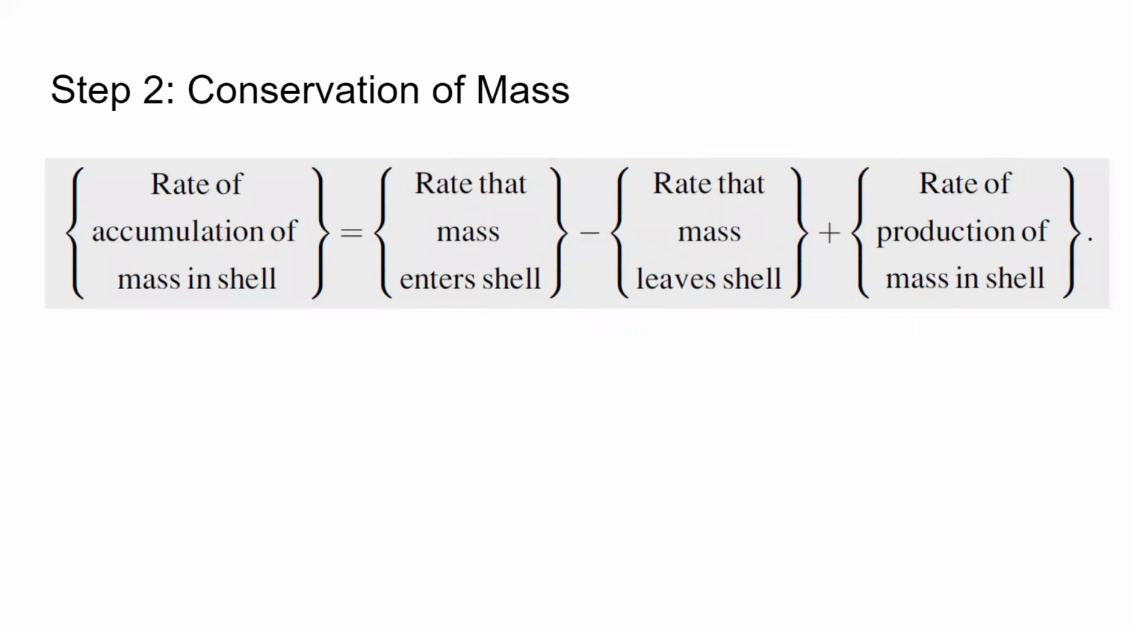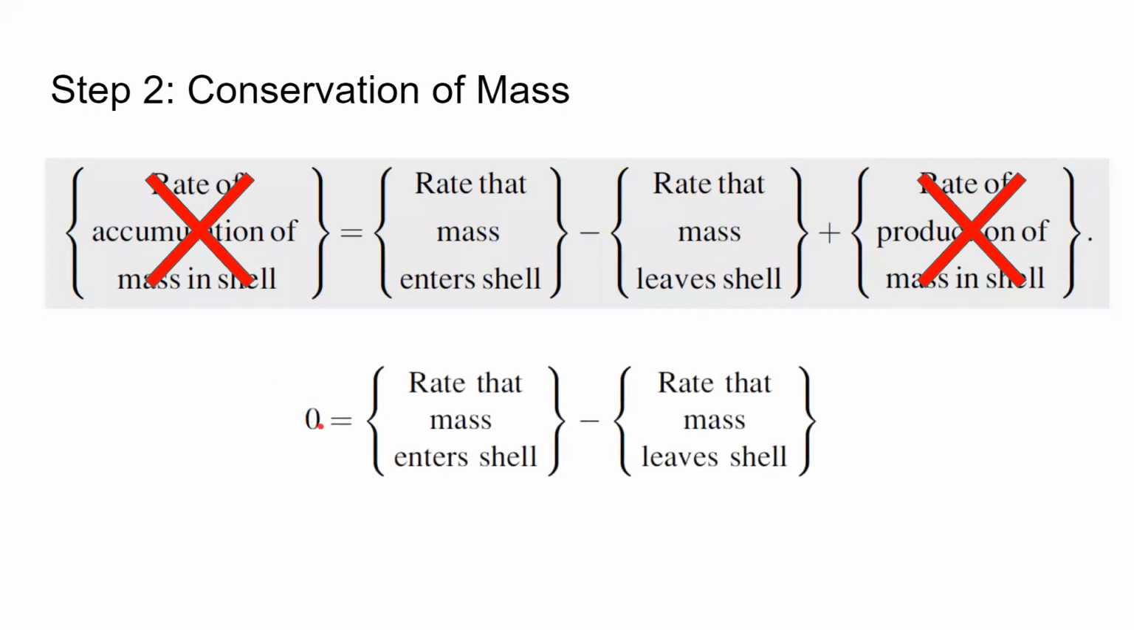So we're only interested in looking at the steady state solution. So we know that the accumulation is 0, right? And additionally, we don't have any production occurring in this system. So that's also 0. Great. So we have this simplified over here. 0 equals rate in minus rate out. This is something we've been seeing a lot. Now it's just applied to a specific shell.